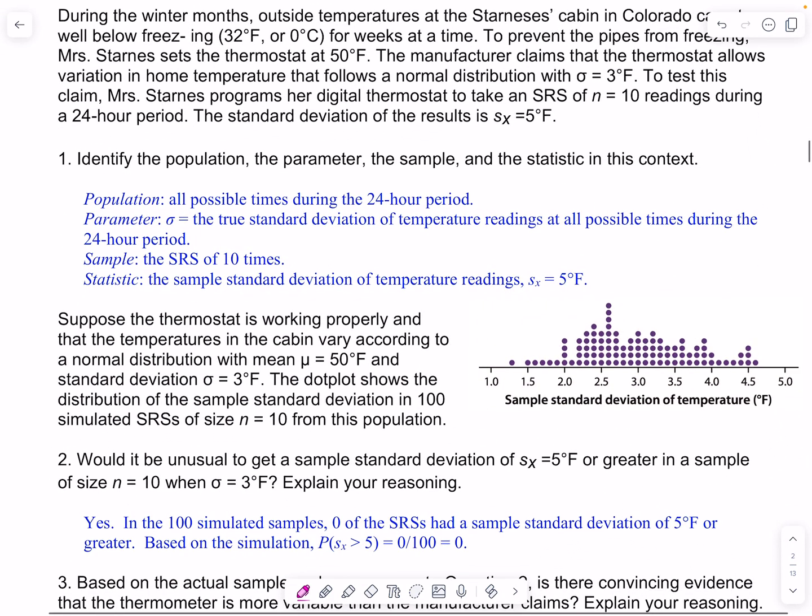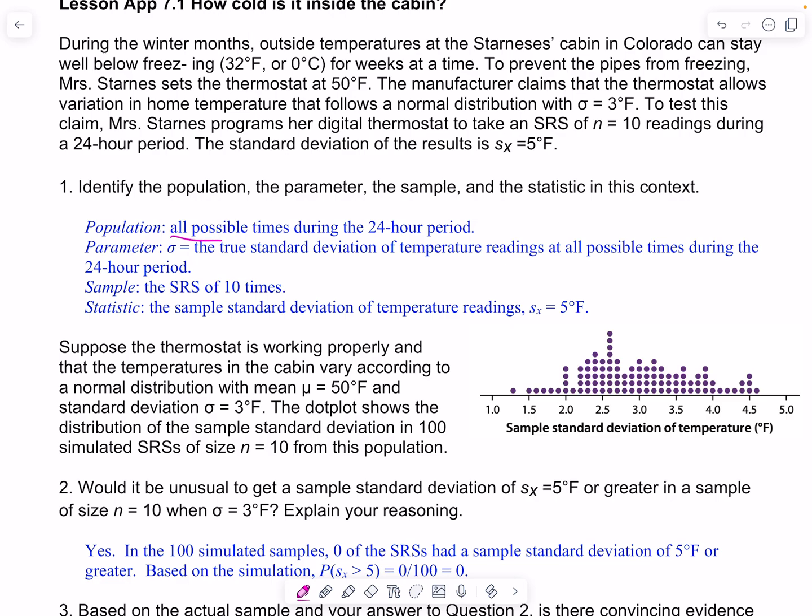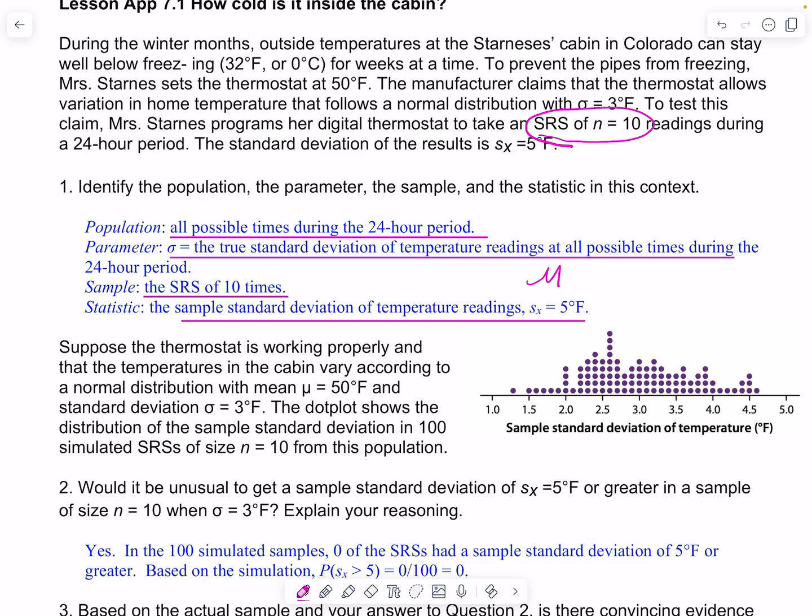Let's identify the population, parameter, sample, and statistic for number 1. The population, remember, is what I am actually studying. When you read it, you can see I'm studying the population of the temperatures for the 24-hour period. The parameter is the standard deviation, or you could have the mean as well. Those are parameters. Any of my Greek letters represent the population, so that's the true standard deviation. The sample is the simple random sample of 10, because it tells me right here that n is 10. The statistic is my sample standard deviation, which is s, and that's the 5.